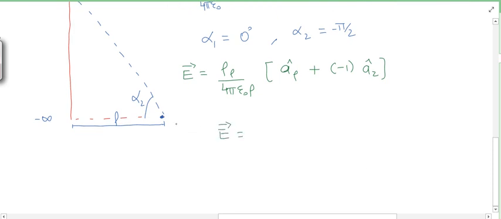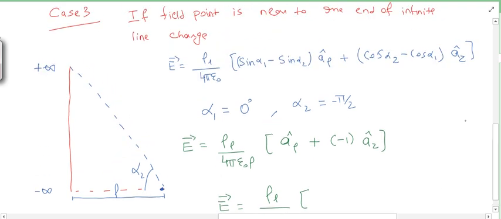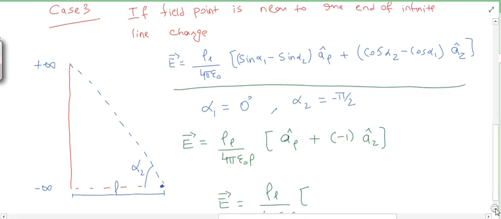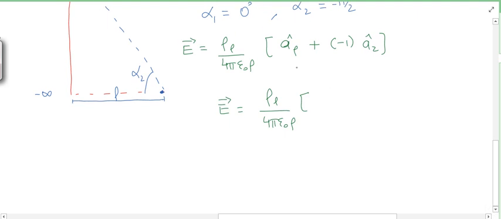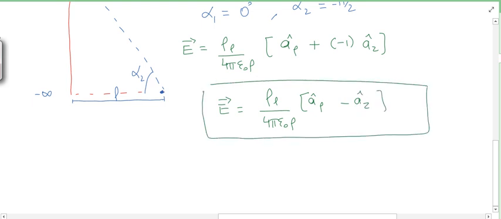You can also consider the point on the upside, and you can find the respective formula for that. You just need to remember the derived formula, which we have found for the finite line charge, this one. You can easily find the other cases. So here, for this case, it is a rho cap minus az cap. This is the formula for this case.